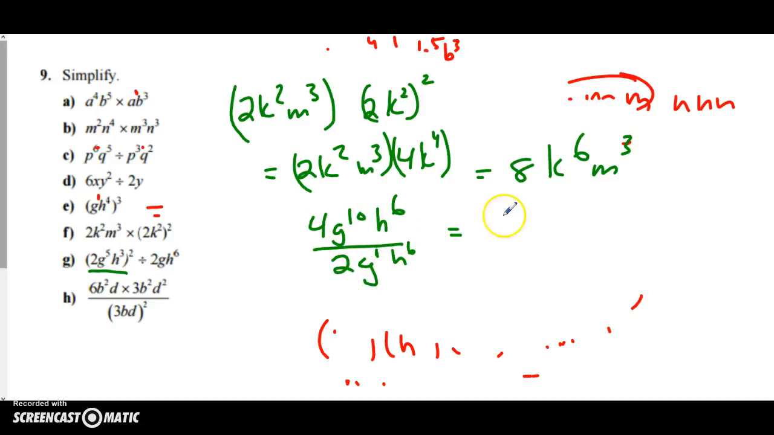So the rules are the rules. 4 divided by 2 is 2. 10 subtract 1 is 9. Okay, and you don't need to write it like this. You can just leave it like this with the division sign. And then 6 minus 6 is 0.